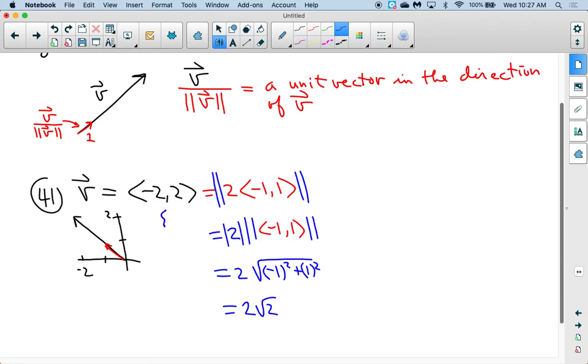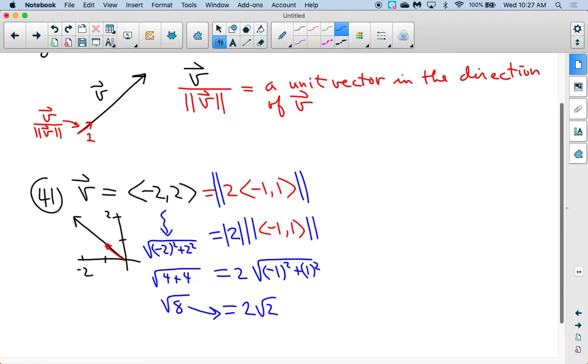You would have gotten, come over here, you would have gotten this: negative 2 squared plus 2 squared. And you would have gotten this, 4 plus 4. And you would have gotten 8. And 8 is equal to 2 radical 2. So anyway, it makes it a little bit easier, okay?